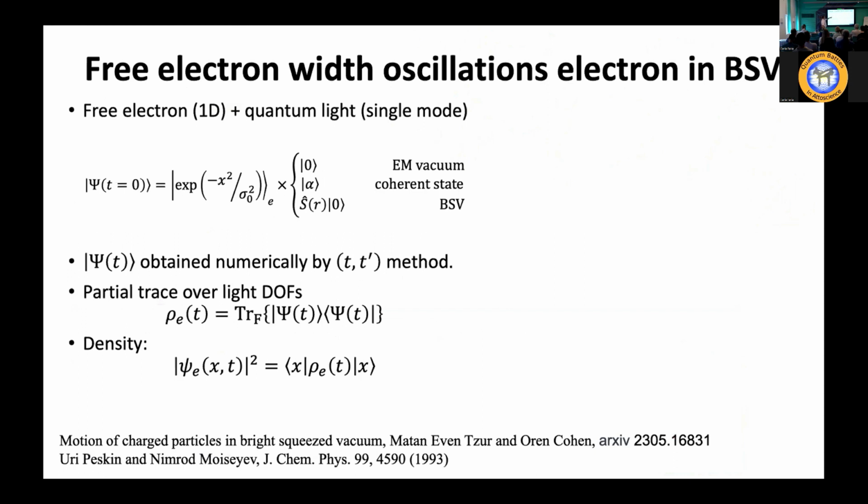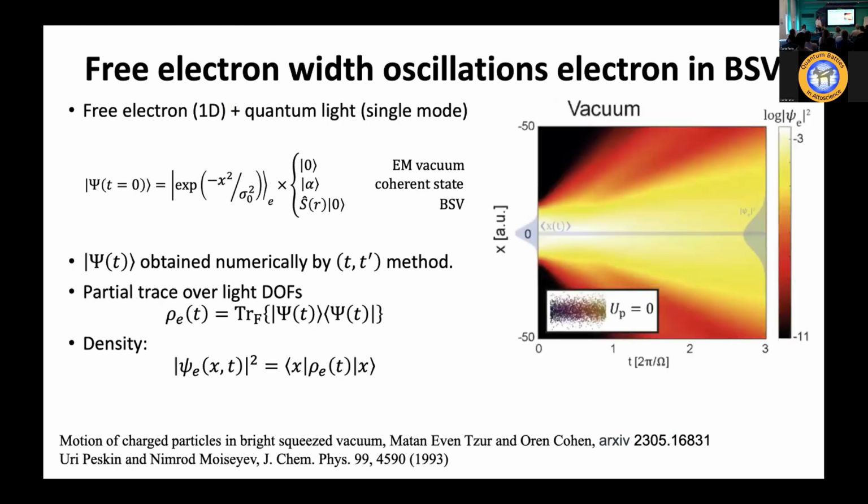So for free electrons, we start with an initial Gaussian shape. So the initial light-matter wave function can be the initial Gaussian coupled to just vacuum, or a coherent state, or bright squeezed vacuum. This is the operator that shifts from the vacuum to make it bright. Okay, and we integrate this equation, then take the partial trace to observe just the electronic state. And then we can look at the electronic density.